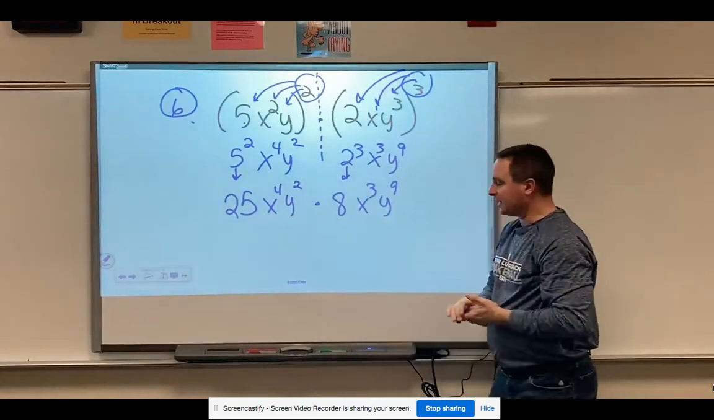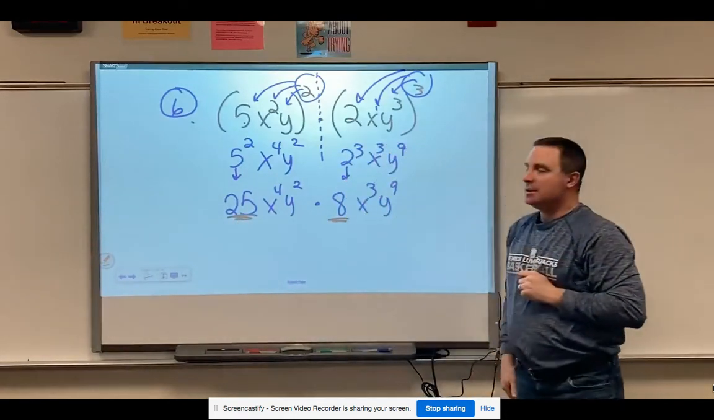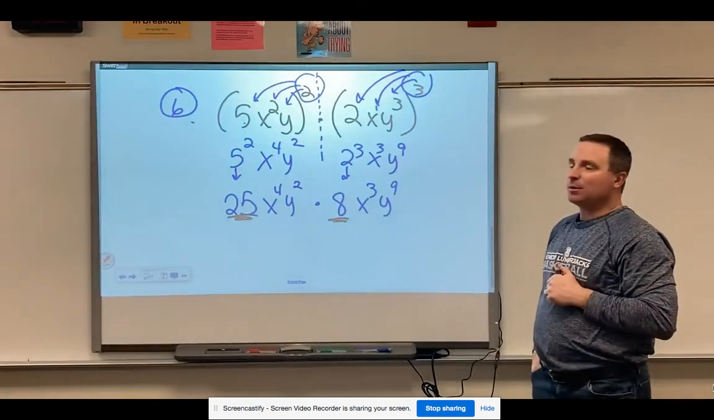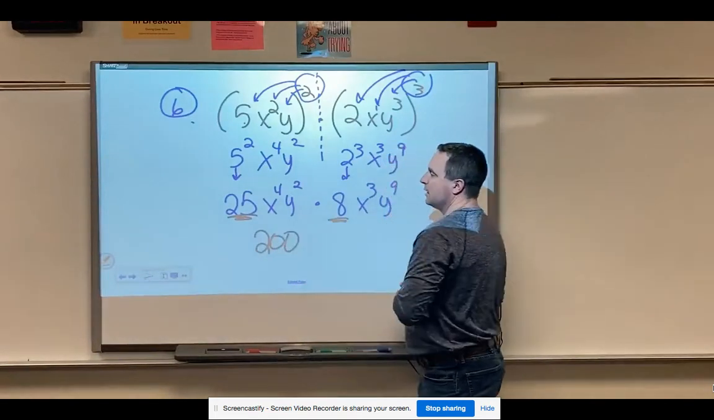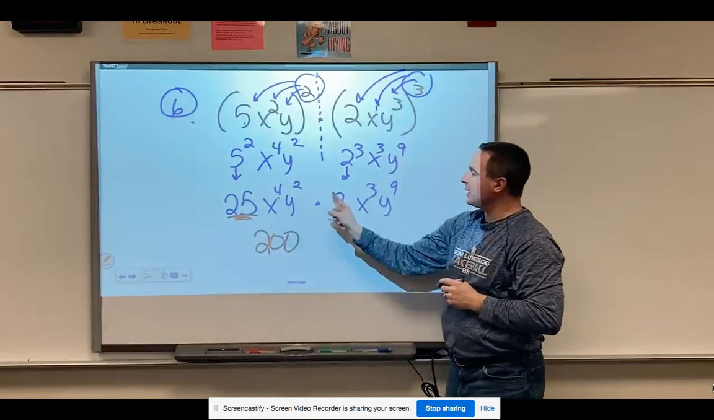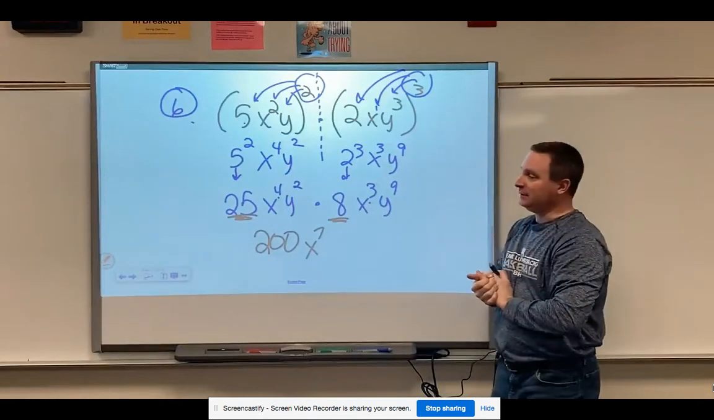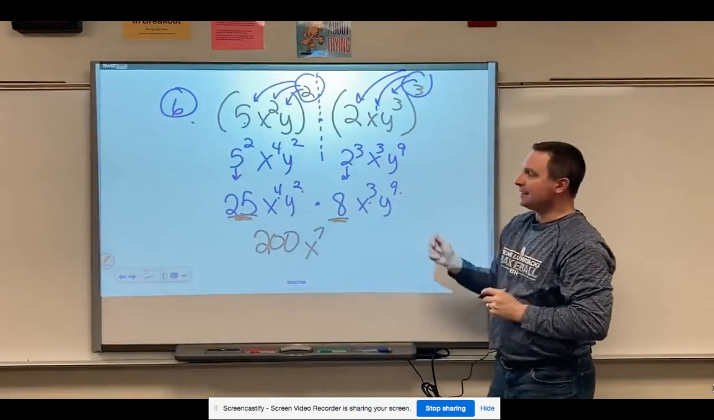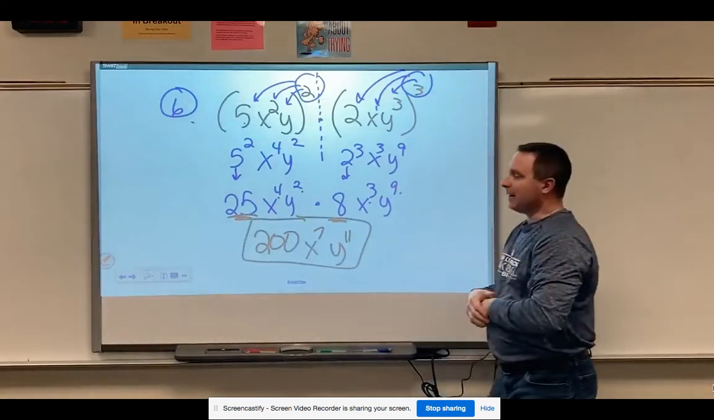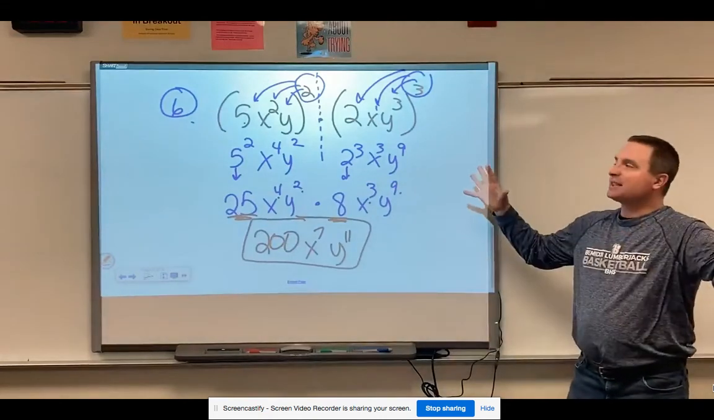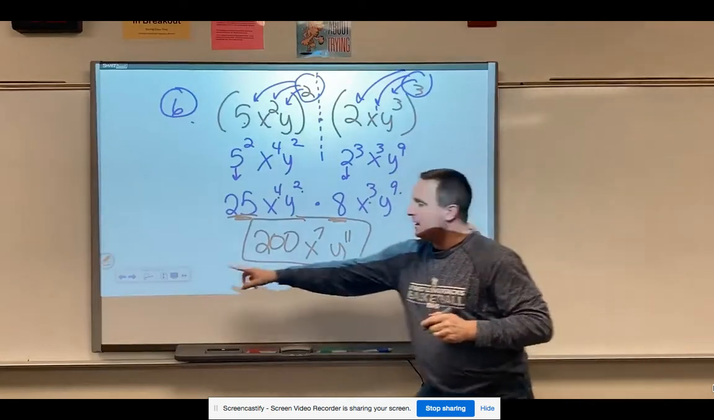Now the parentheses are gone, and I just have 2 little expressions left over. Again, I can multiply big numbers with big numbers. 25 times 8. Think about this: how much is 8 quarters? 8 times 25 is going to be 200. For x's, I have 4 x's here and 3 x's there for a total of 7 x's. We're adding now. And then I have 2 y's and 9 y's, a total of 11 y's. And there we have it. When the expressions get a little bit bigger, just take one chunk at a time.